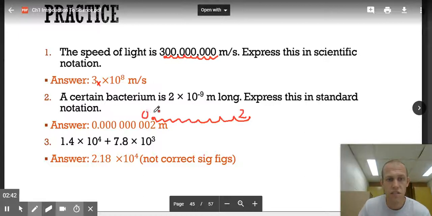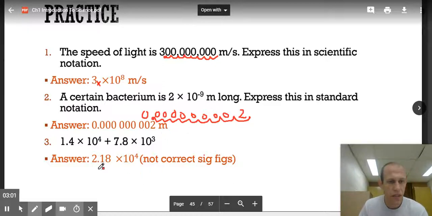Put my leading 0 in, and then all the other zeros in these little valleys. A neat trick: there should be 9 zeros including this one. 1, 2, 3, 4, 5, 6, 7, 8, 9. So there you go.